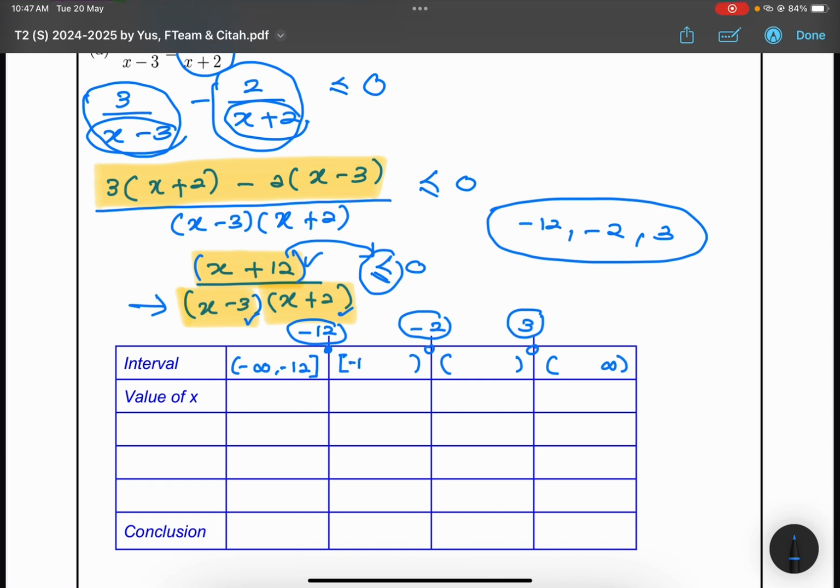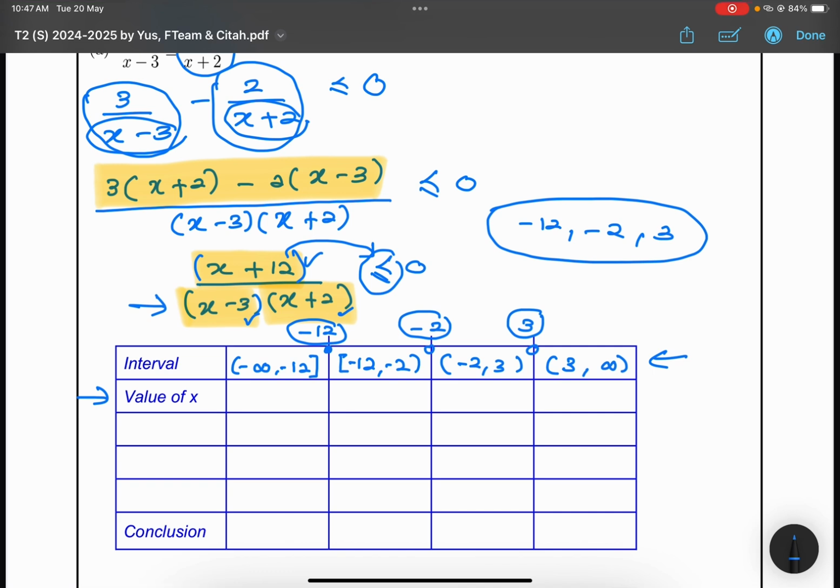So connect them here: negative 12, negative 2, 3 and infinity. Hopefully it is clear how to write down all the intervals inside your table of signs. Okay, after that, for the value of x, you need to choose any value from each of the intervals. No need to take values that are too far, just take the ones that are closest.